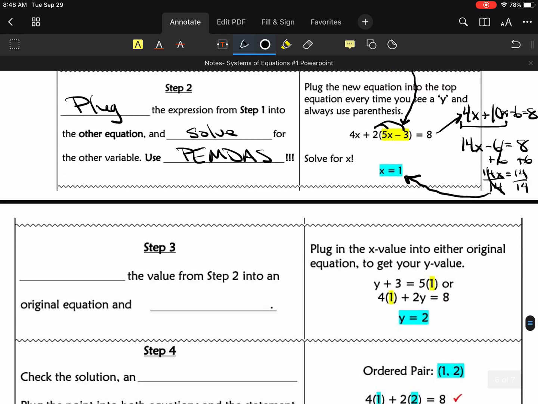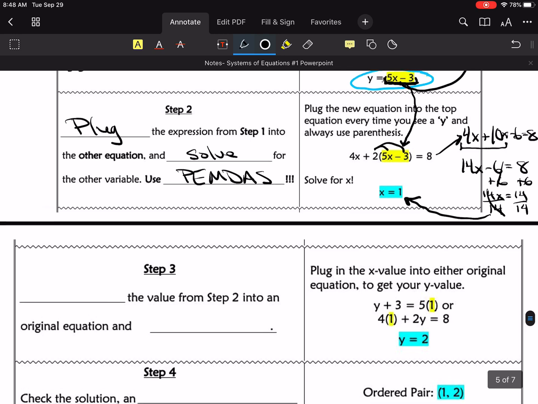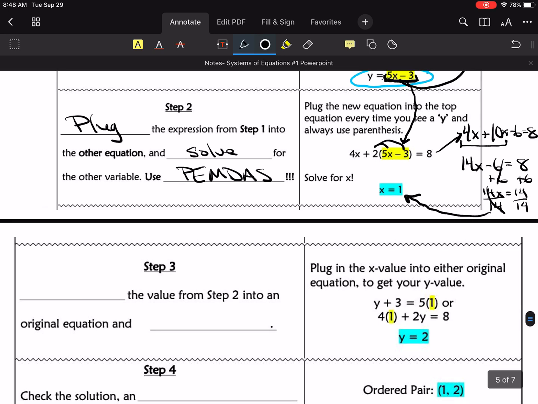Okay, now, step 3 is really the final step. Once I have one of my answers, so I have x equals 1, now I'm going to plug that value that I found in step 2 into an original equation. Okay, it's very important you go back to the beginning of the problem and pick one of the original equations. And then once I plug it in, I'm just going to solve.